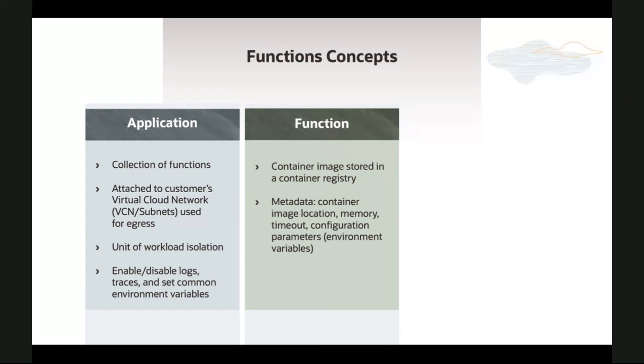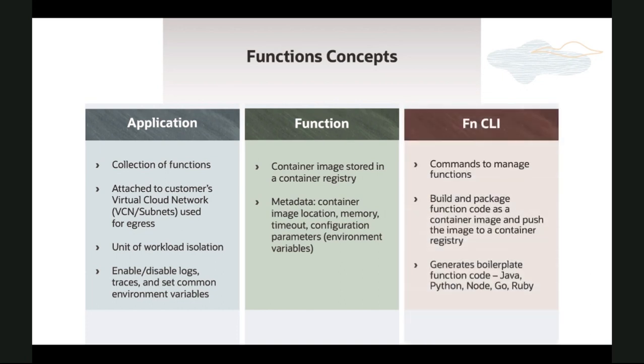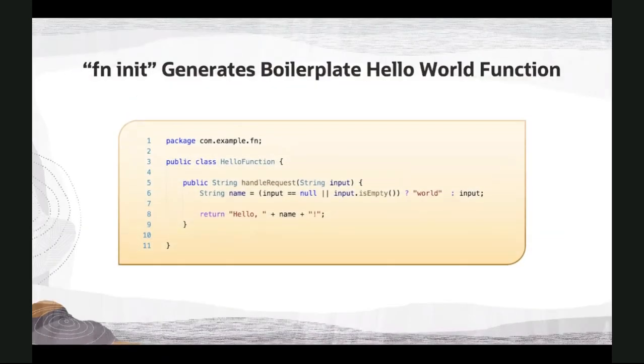What is a function? A function is a container image that is stored in a container registry, and metadata. Metadata contains the image location, the function memory, function timeout, and any configuration parameters or environment variables required for the function's execution. FNCLI is a command line tool that is used to manage functions. It has various commands that help you build, package function code as a container image, and then push the image to a container registry. It also has commands to generate boilerplate function code for languages such as Java, Python, Node, Go, and Ruby. What is the fn init command?